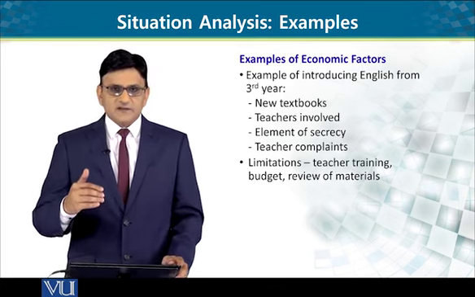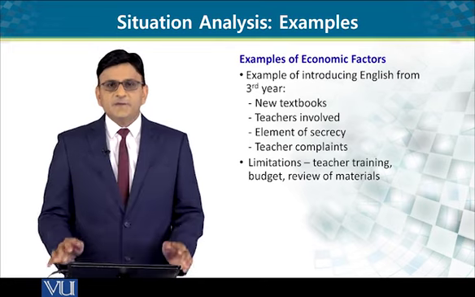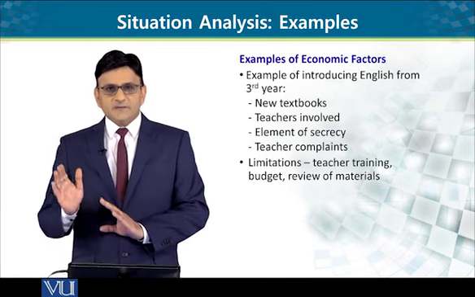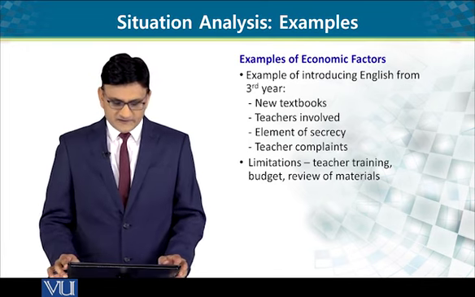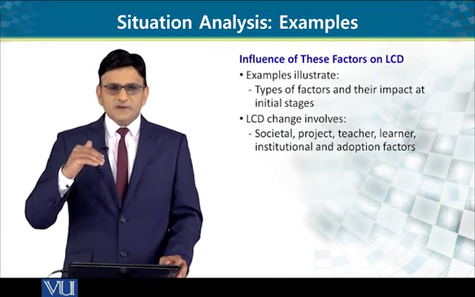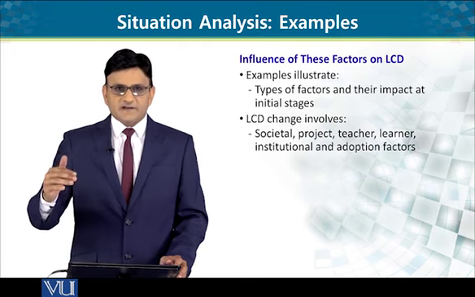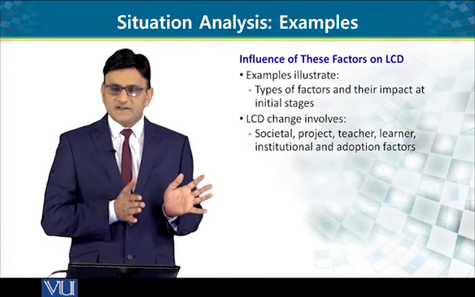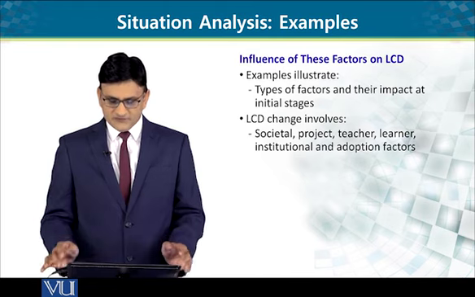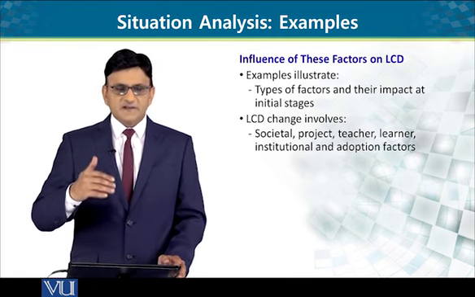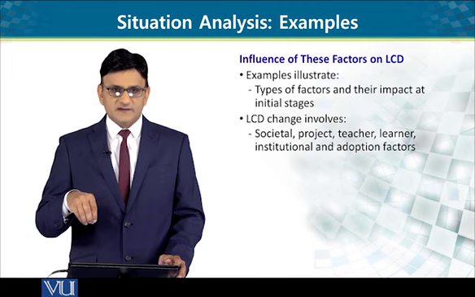So what was actually the constraint? The budget was disturbed, and therefore the ministry had to make another decision, to review the materials, right? Okay. So what this example illustrates is that there are various factors. As we have already seen, there are some political, some social, and we have now seen the economic factor as well, right? So these factors need to be realized at the initial stage before it's too late, right?